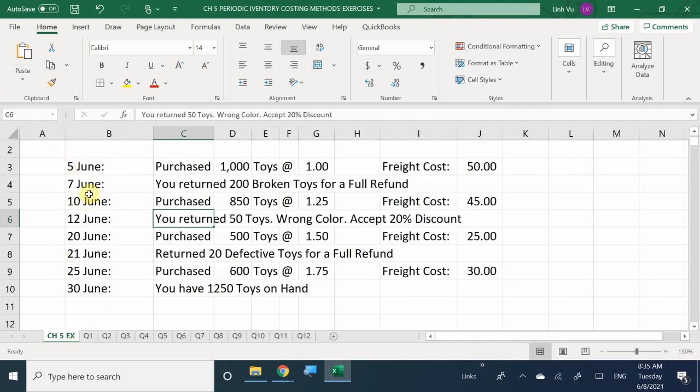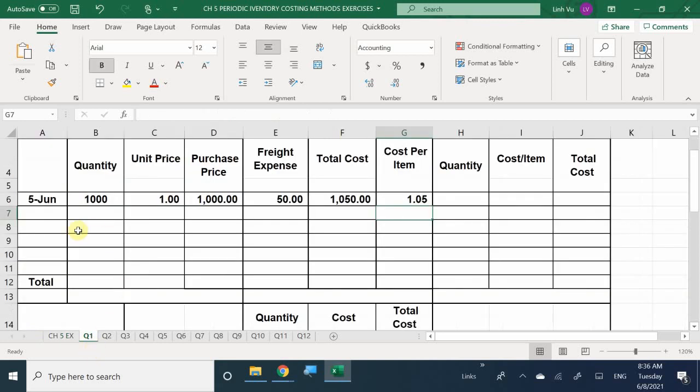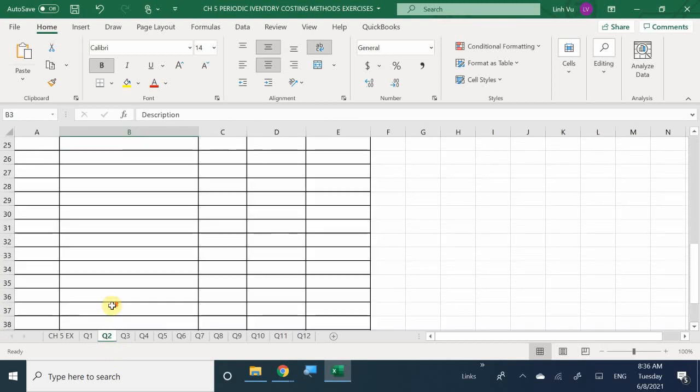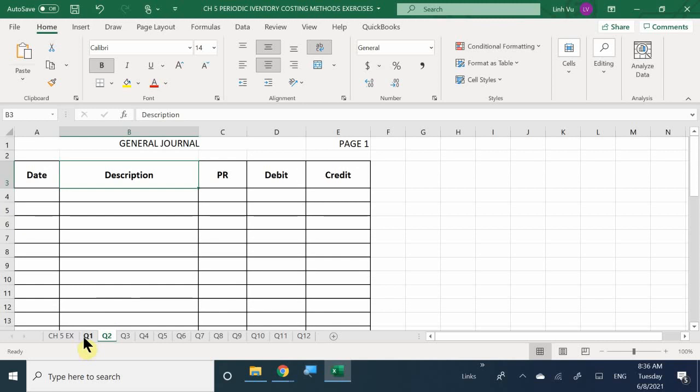Okay, so let's go ahead and take a look at what happened next. On June 7th, we end up returning 200 of them because they were broken toys, at a full refund. So we have a full refund here. What do we do with that? You journalize it on, what was that, the 7th? June 7th. You put your date. Okay, so we'll practice that right now.